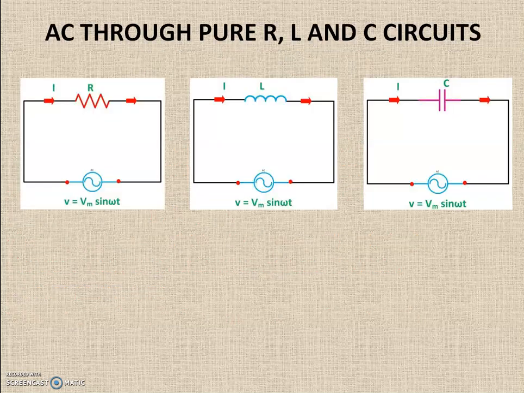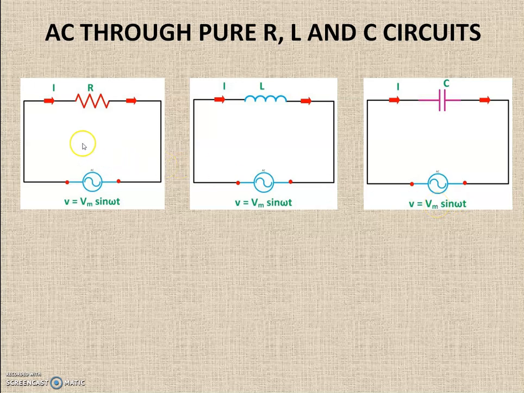First, let me discuss AC through pure resistive, inductive and capacitive circuits, that is pure R, L and C circuits. So this one is a pure resistive circuit fed from a voltage of Vm sin omega t. This one is an inductive circuit with a source voltage Vm sin omega t. Then this one is a capacitive circuit with voltage Vm sin omega t.